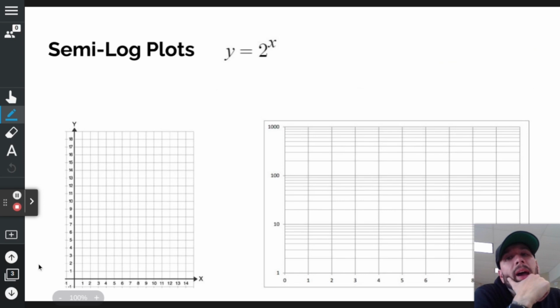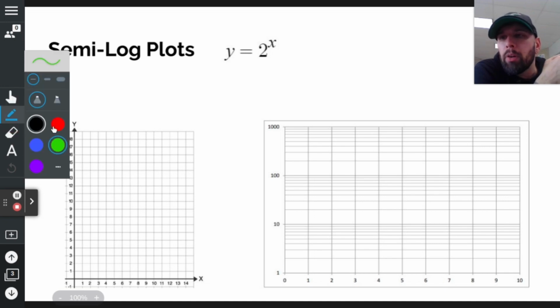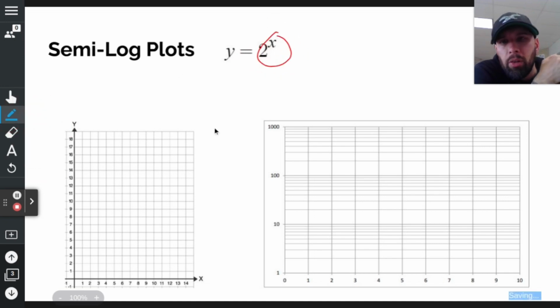The other thing we have to take a look at is semi-log plots. A semi-log plot takes a log and makes it look like a straight line. We know that if I were to graph this on a regular coordinate plane, 2 to the x, and by the way, this is exponential, a semi-log plot is going to take an exponential or a logarithmic function and make it look like a straight line. If I were to plug in 0, I'd get 2 to the 0th, which is 1.